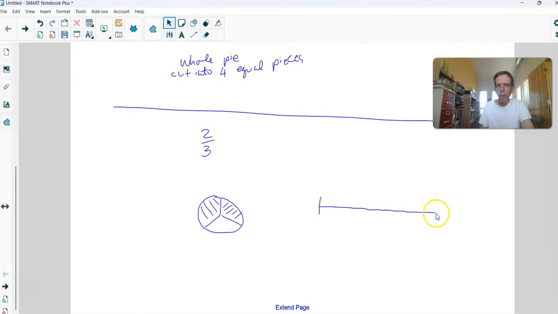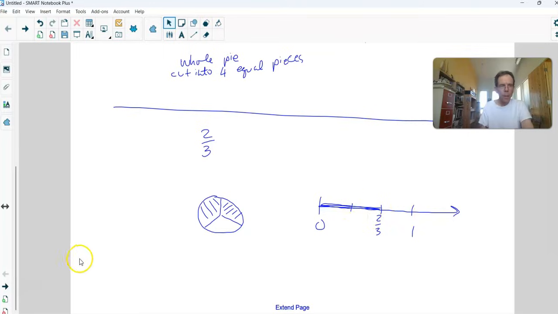What if we use the number line again? Here's 0, here's 1. We're dividing up the whole thing, 1, into 3 equal pieces, and we want 2 of them. So 2/3 is right there. We could say the length of this shaded area is 2/3 of the length from 0 to 1.